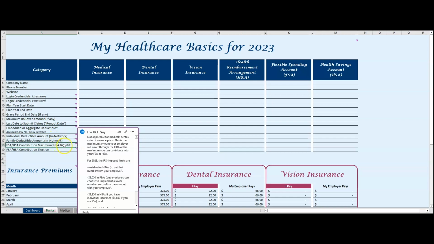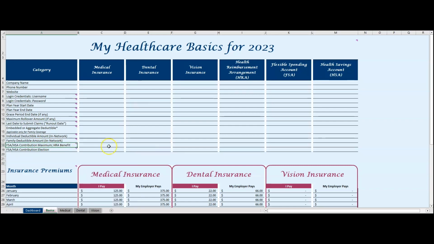And then this row 18 is your contribution maximum or your HRA benefit. This row will not be applicable to your insurance plans, so you can move on over to the HRA, FSA, HSA columns and type in the maximum amount that you may contribute or get from your employer. The HRA is decided upon completely by your employer, so get that number from them. The FSA, for 2023, the IRS imposed maximum is $3,050, but your employer can implement a lower maximum. So also make sure that you check that with your employer.